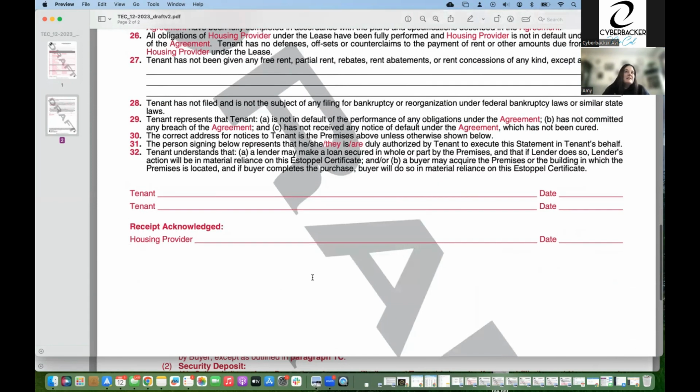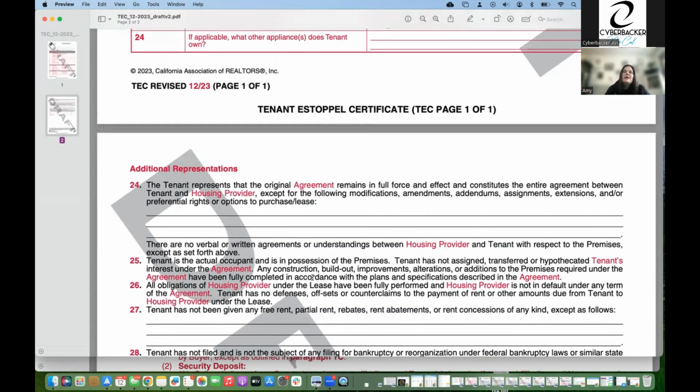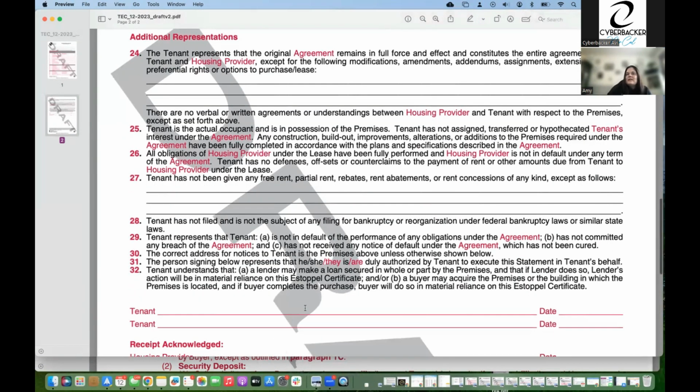Again, if you've got a listing coming on the market that's tenant occupied, please have this filled out and ready to go before that property hits the market. Tenant signs this form, saying they agree to everything here. It'll make your transaction run much smoother. Okay, so tenant estoppel certificate.